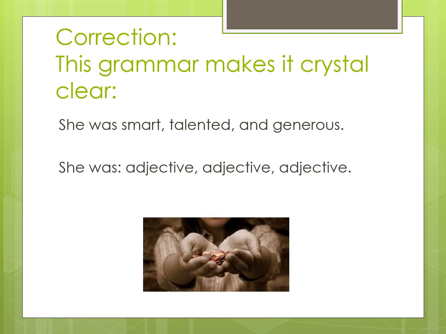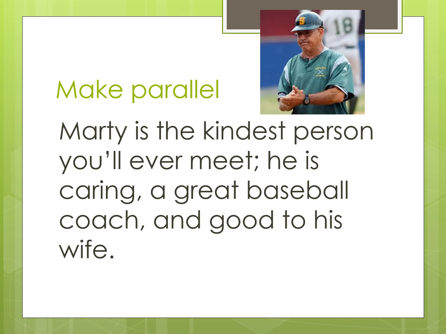Here's how we can fix it. She was smart, talented, and generous. She was adjective, adjective, adjective. So instead of a good dancer, we could say she was talented, and that really opens up that paragraph. I could talk about lots of ways that this person shows talent. And generous, it helps me think of more than one anecdote to prove that she's generous.